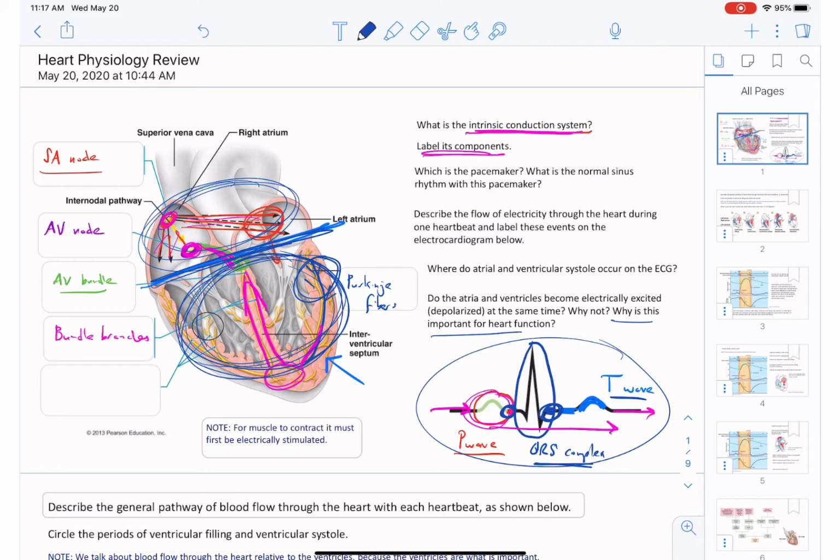And that's the most efficient way to move blood through the heart and to get the most blood pumping out of the heart, the most cardiac output. If they were all to contract at the same time, the atria and the ventricles, then it would be a really inefficient movement of blood through the cardiovascular system. Okay, let's move on.